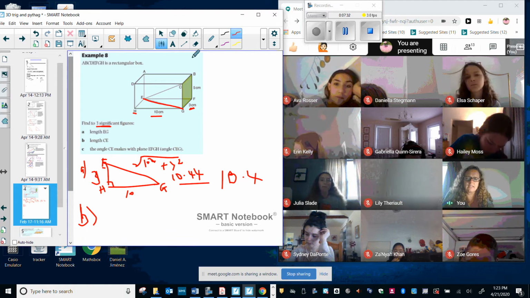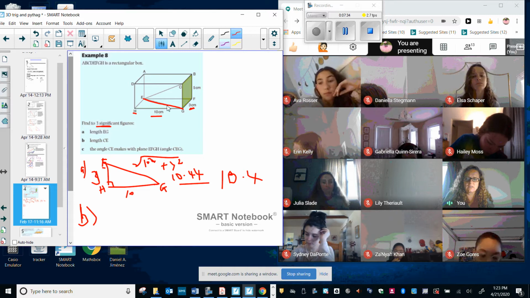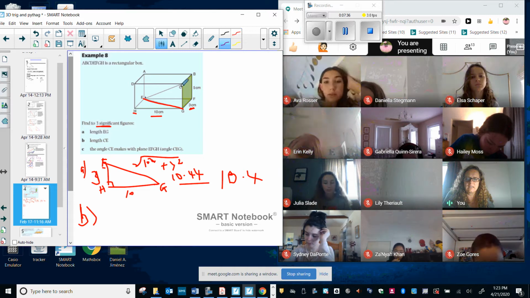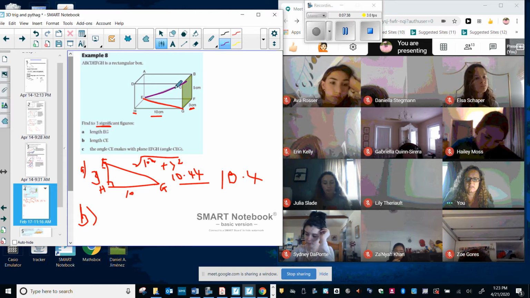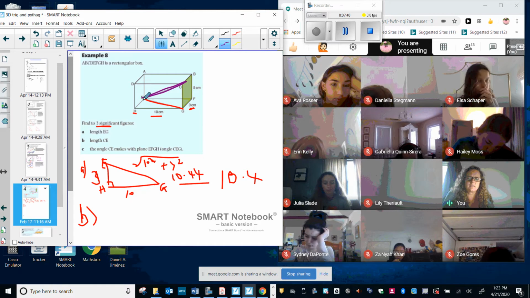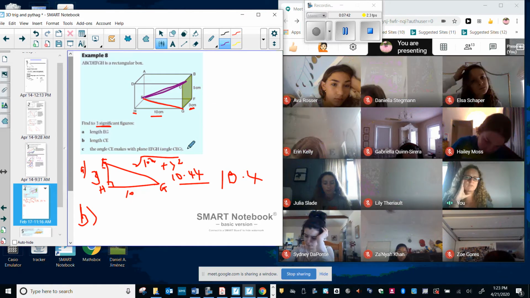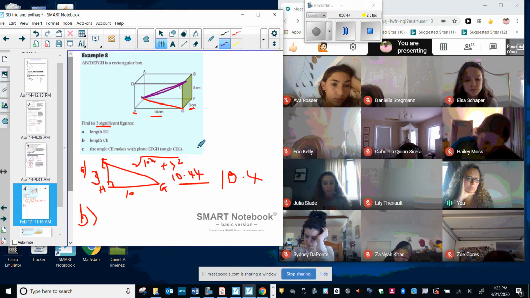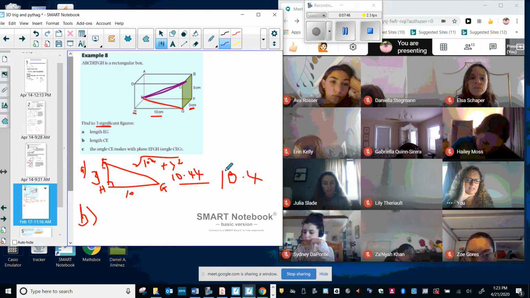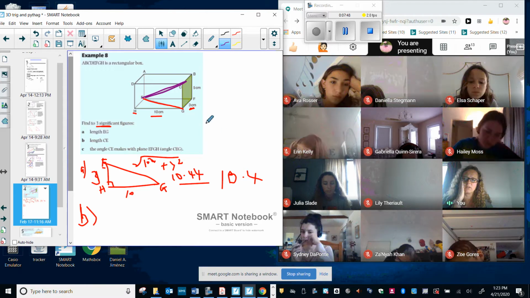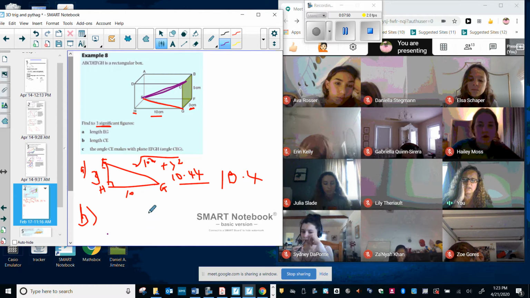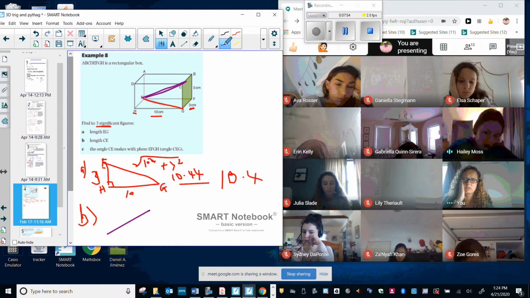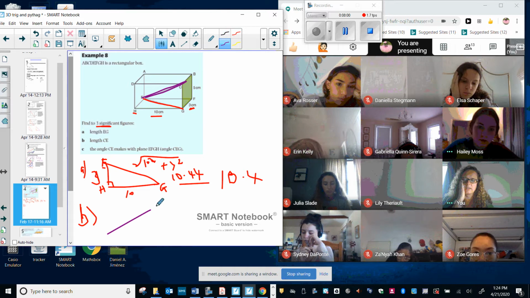Right, so now we're trying to find length CE. So I'll choose a different color. So we now want CE. So we need to draw a new triangle that CE is involved in. Okay, so Haley, which 3 letters might we use for our triangle? Remember, we're trying to have a right-angled triangle. You can use CEG. Nice.